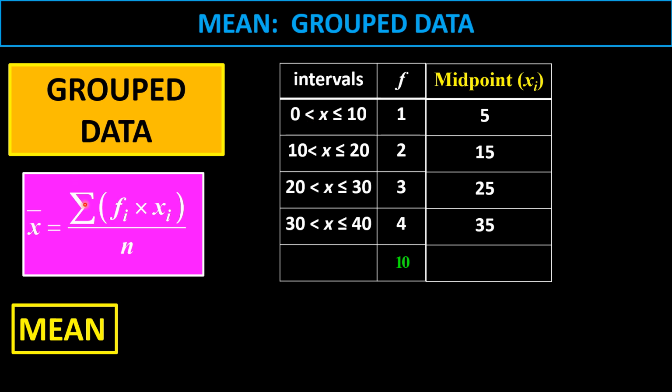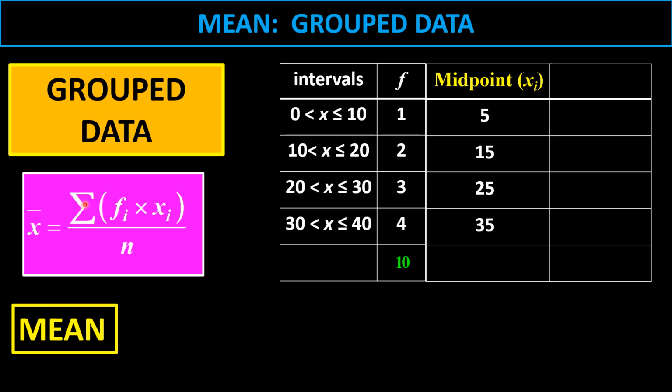Now we want to find the product. So what's the product there? I must find the product. That's 1 times 5, 2 times 15, 3 times 25, 4 times 35. And if you do that little bit of calculation, you can actually do it quite easily without a calculator. And that gives you 5, 30, 75, and 140.